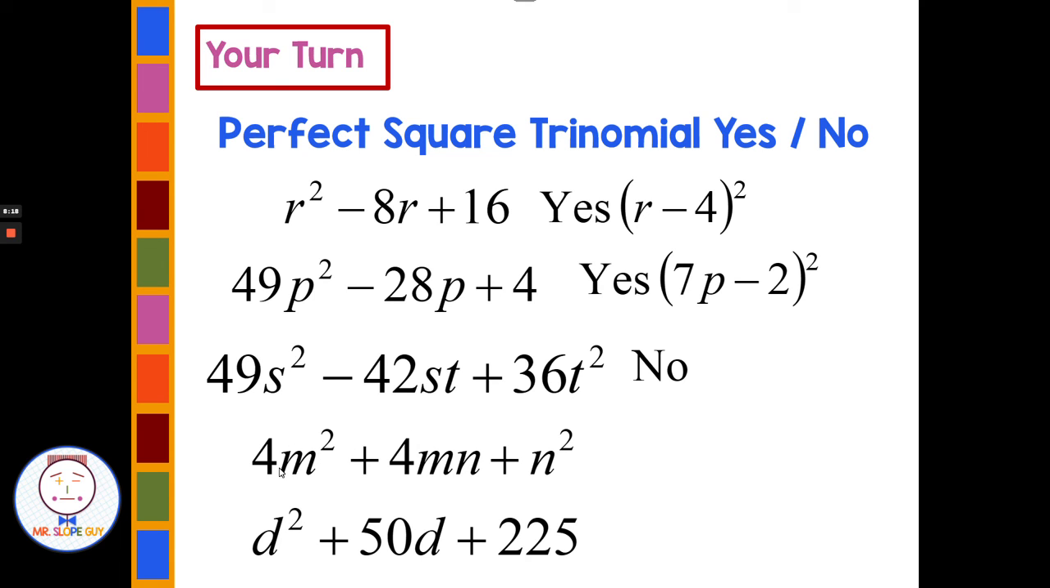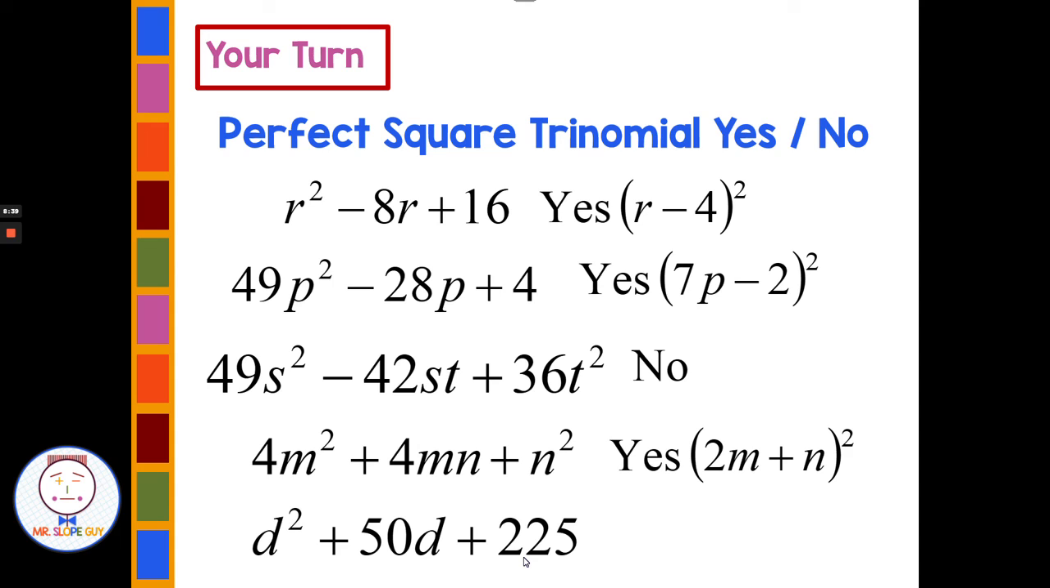How about this one? Perfect square, yes. Perfect square, yes. 2 times 1 is 2, doubled is 4, so the middle term works. So square the first, square the last, sign for the middle term, quantity squared. We have a perfect square trinomial to factor. Last one.